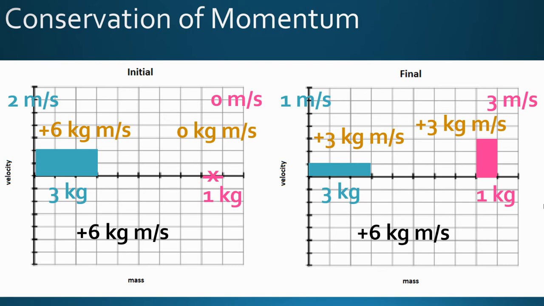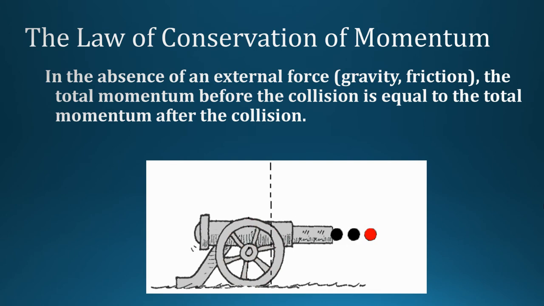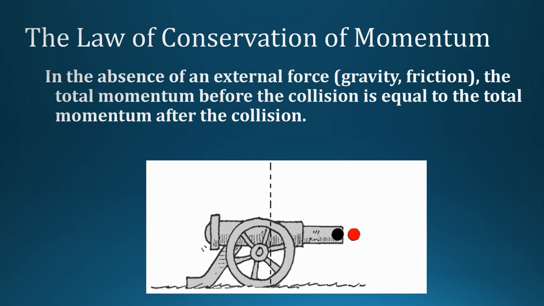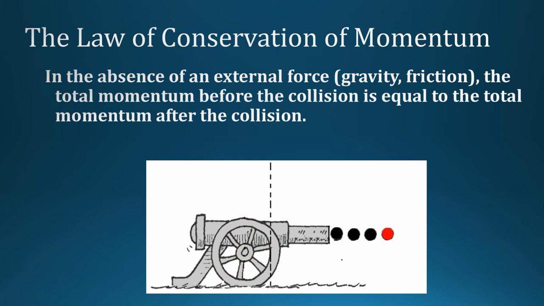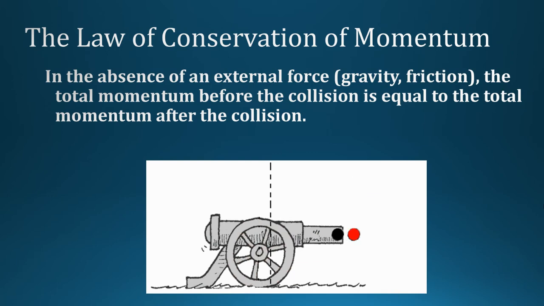This is what the conservation of momentum is. The total momentum before a collision is equal to the total momentum after a collision. Now, this is assuming perfect conditions with no friction, no loss of energy anywhere. So this is a pretty rare thing, but we'll get into that a little bit later. So the law of conservation of momentum: in the absence of an external force like gravity or friction, the total momentum before the collision is equal to the total momentum after the collision.